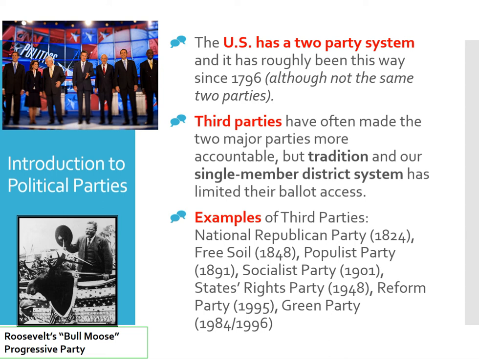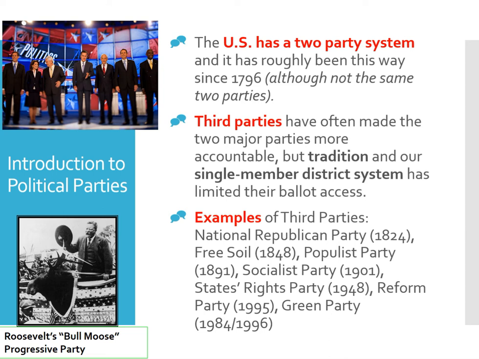Or the Populist Party that was a party backed by working class and agrarian farmer interests. The Socialist Party, a leftist party that argued for broad social welfare reform and a check upon capitalism. And then the States' Rights Party of 1948, led in part by Strom Thurmond, arguing that the states have the rights to determine their own civil rights policy.